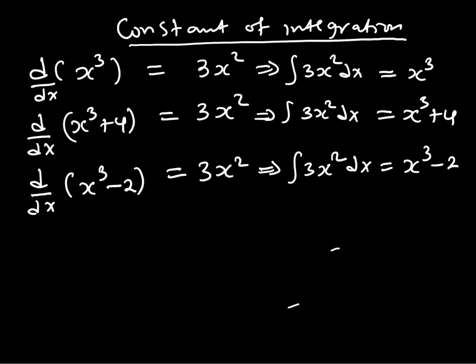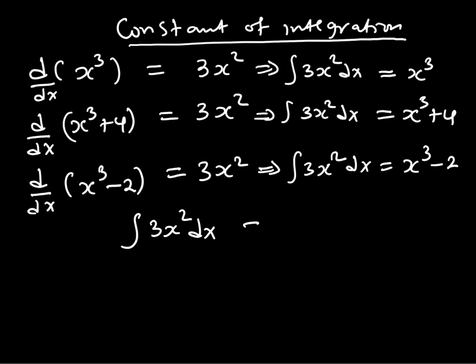Now, what if we didn't have knowledge about what was differentiated, and we are just told to integrate? Suppose somebody just says, integrate 3x squared without that kind of history. How are you going to go about this? We are very sure the integral of 3x squared is x cubed, but in this case we are going to add a constant c. c is called the constant of integration.